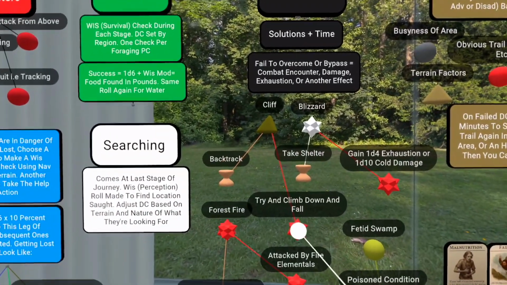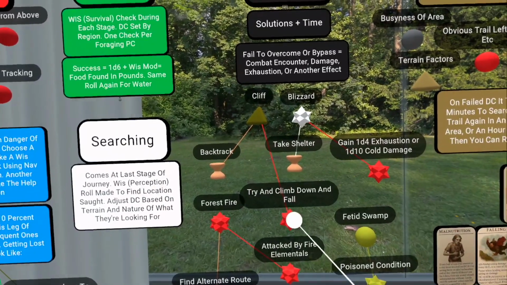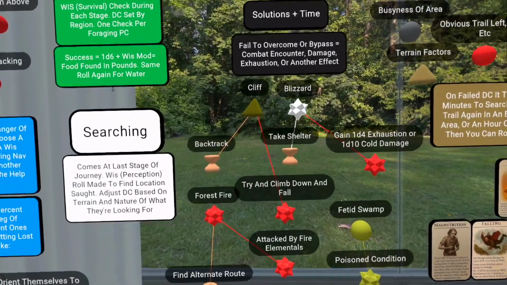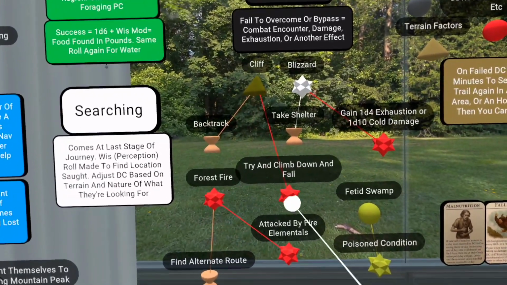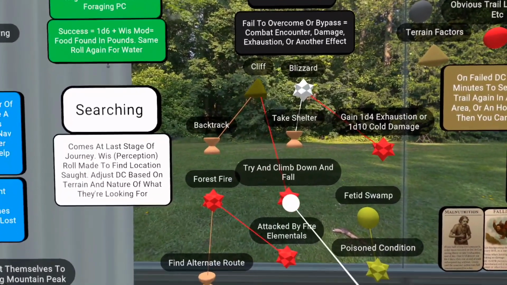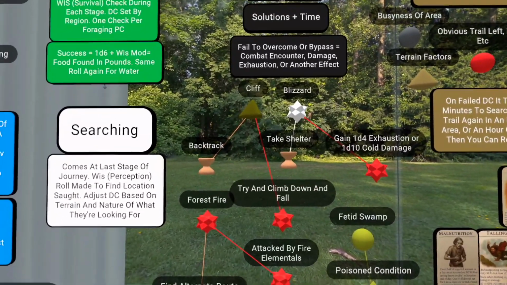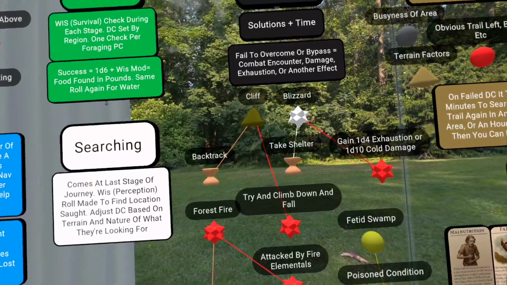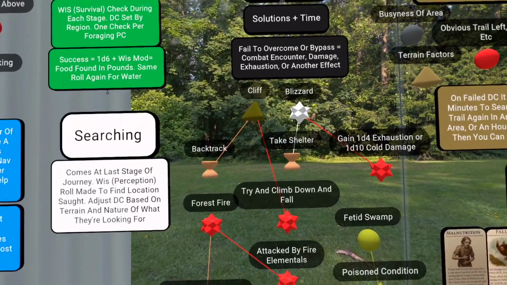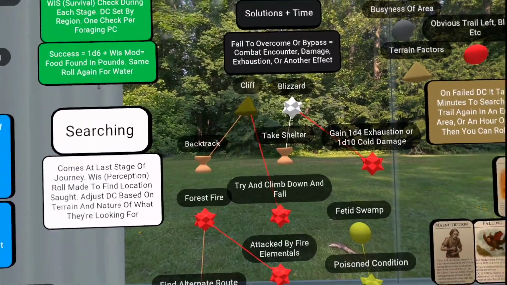So they could try and climb down, but they could fall, right? So I've put that as a little red danger node here because that's something that could cause them to take damage. So this is just showing you the different scenarios that could occur and the different choices they could make when they come across an obstacle.